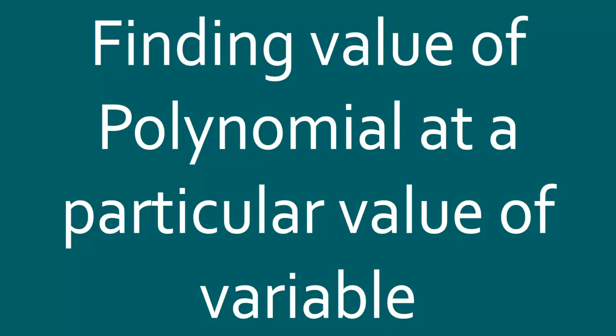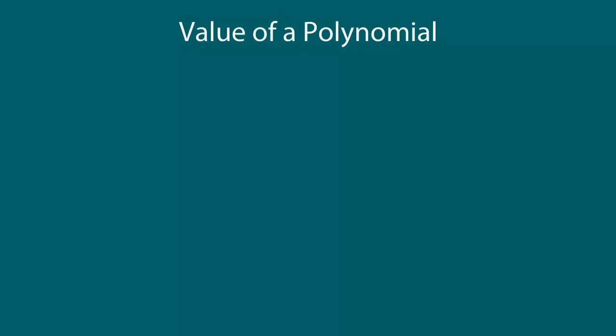How do we find out the value of a polynomial at a particular value of the variable? So let's write a simple polynomial. Say we have a linear polynomial p(x) equals, let's say, 2x plus 3. Now we know that the value of the polynomial depends on the value of the variable. So conceptually, as we change and put different values for the variable, our polynomial should change, right?